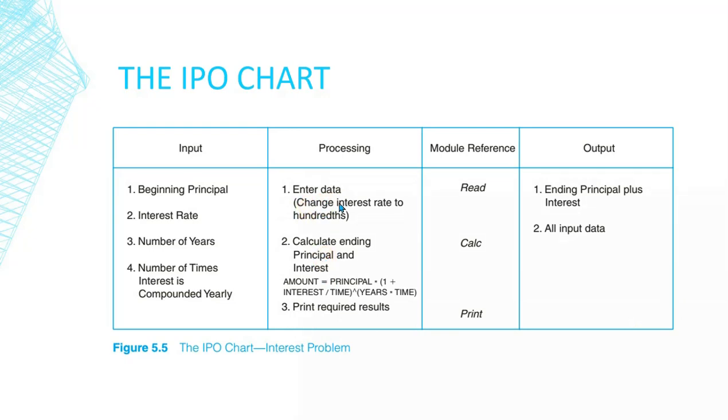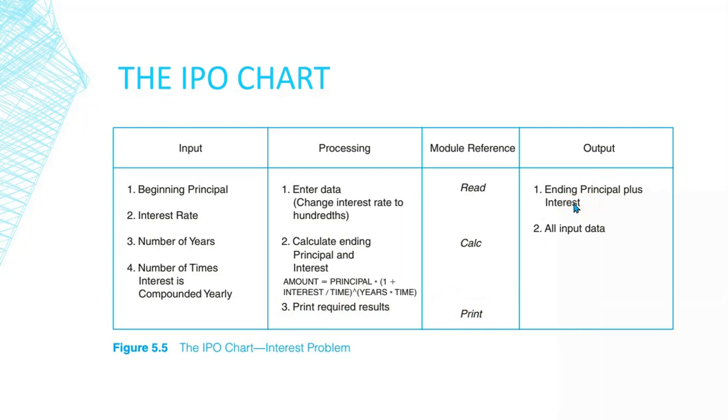It starts by entering data. You change the interest rate by dividing by 100, converting it to a decimal, and all of this will be in the read module. The second step, calculating ending principal using the equation. This should be in the calculate module using this equation. And finally, the third sequential step is print required result, and this will be included in the print module. So the output will be what we will output.